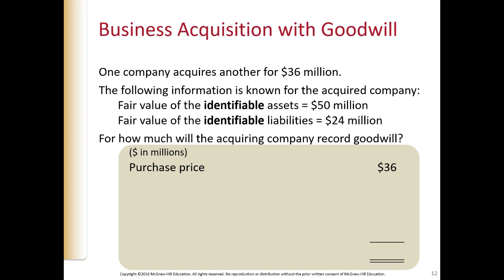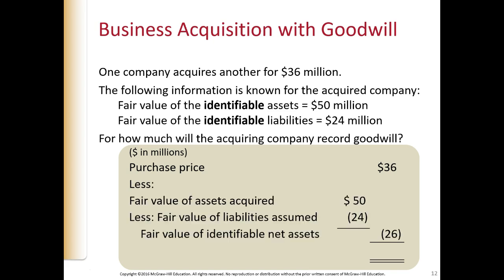So now we have the purchase price, $36 million, less the fair value of the net identifiable assets. Here are the net assets. So the assets are worth 50, liabilities 24, net those out and get 26. We paid 36 million. The net identifiable assets have a value of 26. Therefore, goodwill is $10. Or in this case, $10 million.